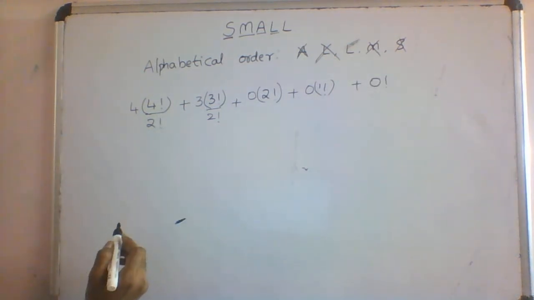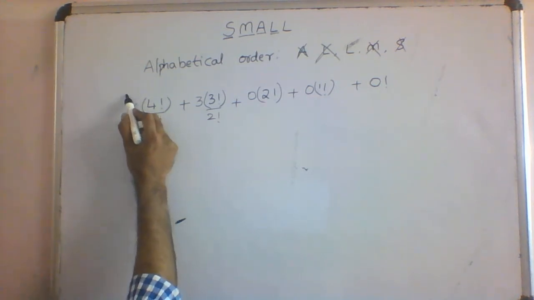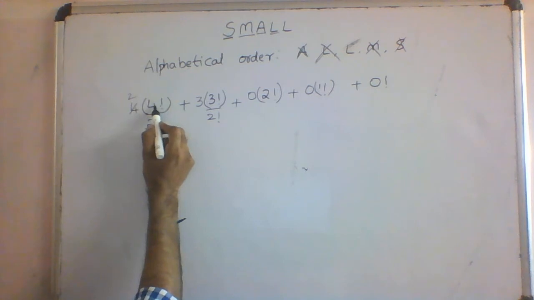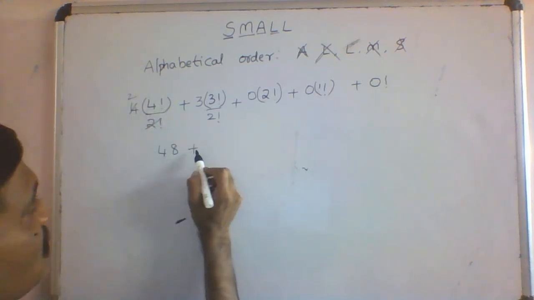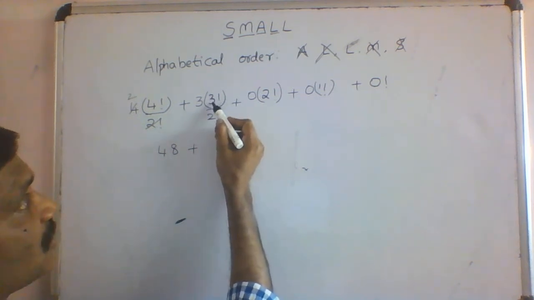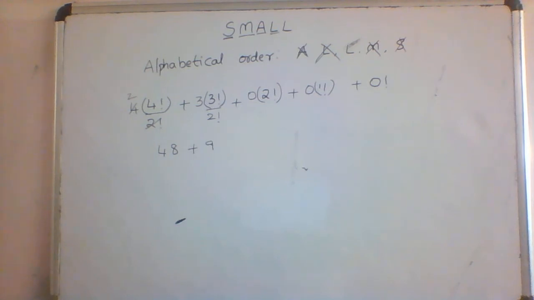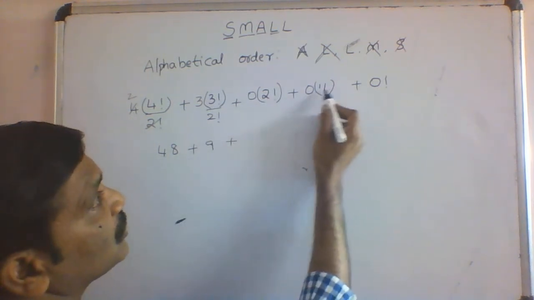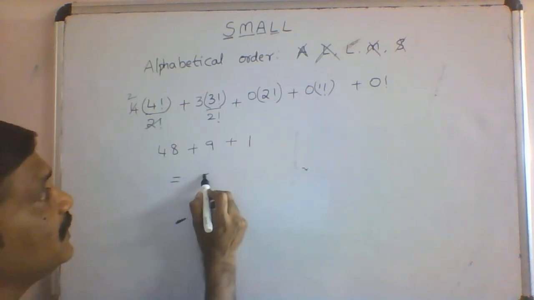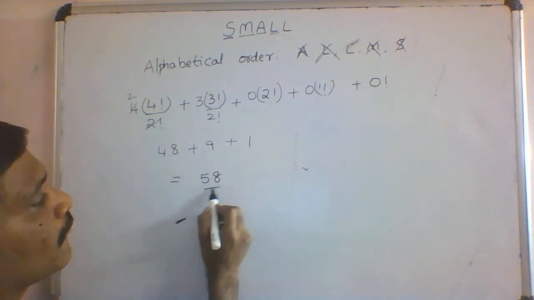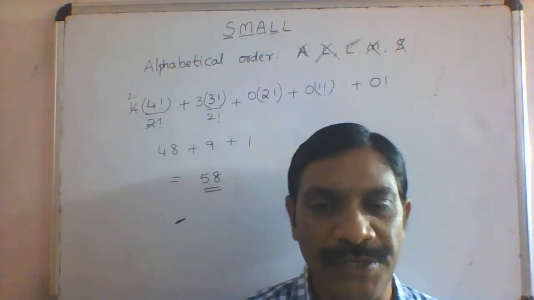Now if you calculate, 2 factorial is 2, we can cancel this 2 times. 4 factorial is 24, 24 2's 48, plus, and this is 6, we can cancel 2 3 times, so it is 9, and this is 0, that is 1. So it is 58. So the rank of the word small is 58.